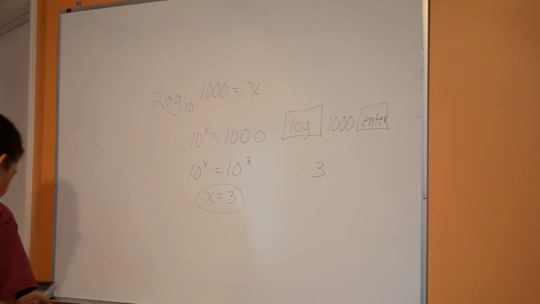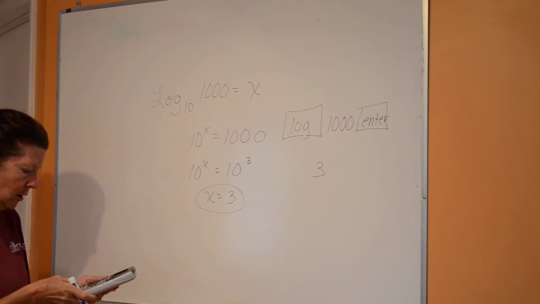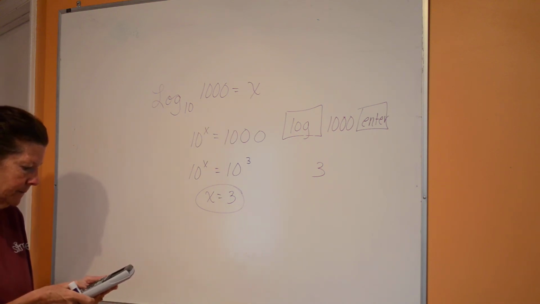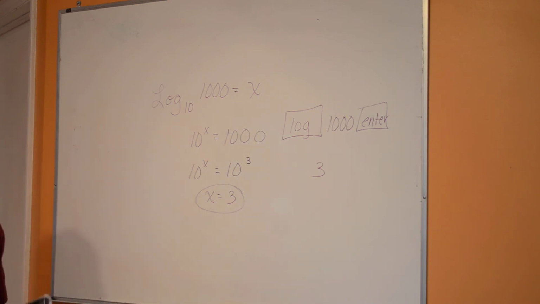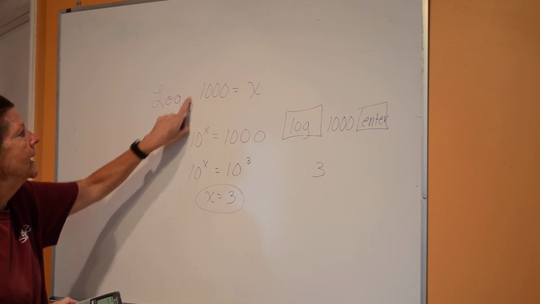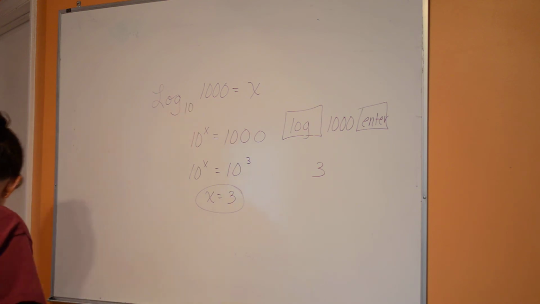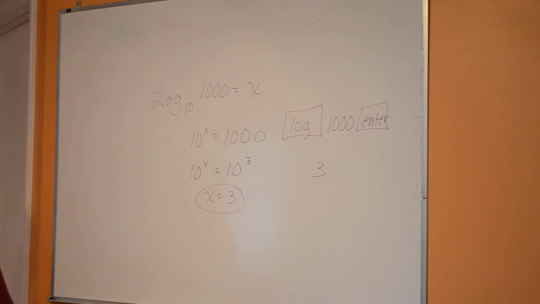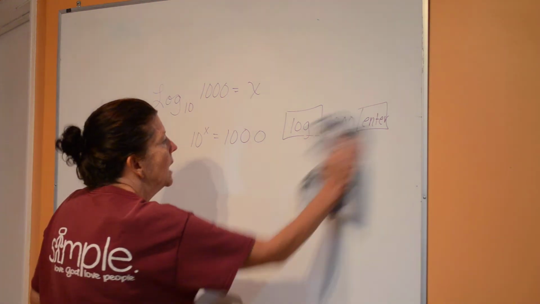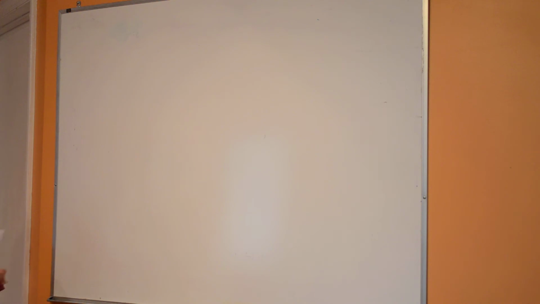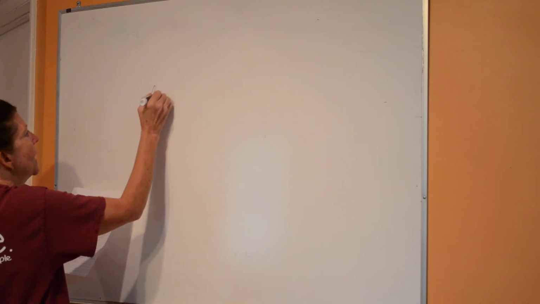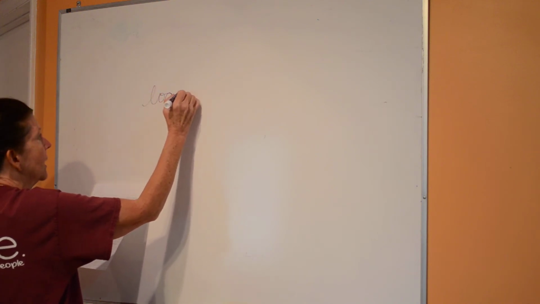Okay, so take your calculator, try it out. Log of 1,000, enter, and it gives me a 3. So the log button on your calculator has an understanding that you have a base of 10. For the most part, you're just going to use your calculator to find the logs of certain numbers, and you're going to round it to 4 places after the decimal. So go ahead and try these out on your calculator.